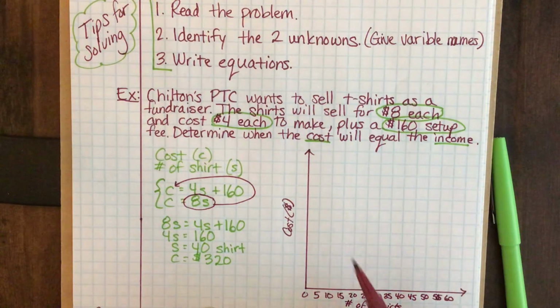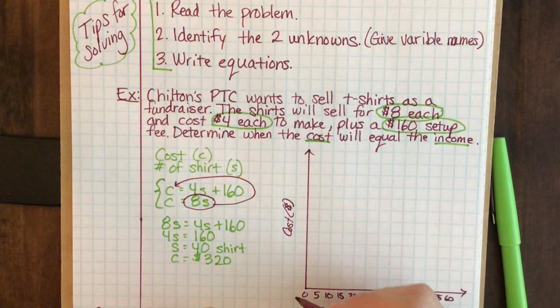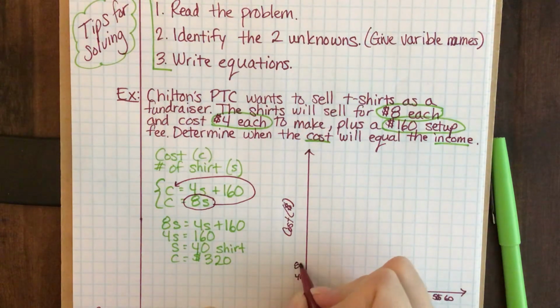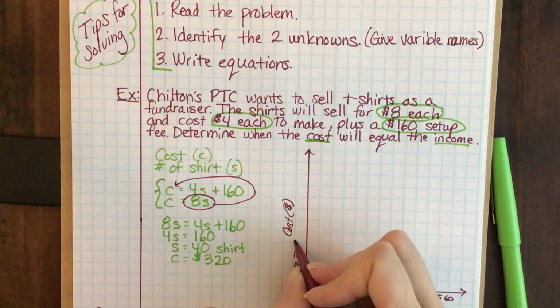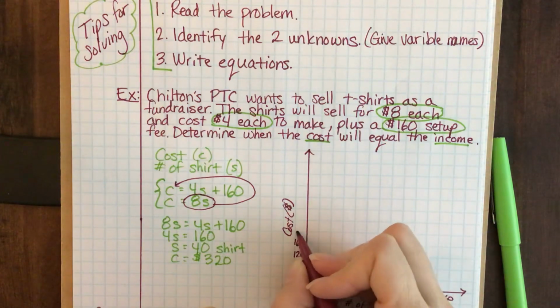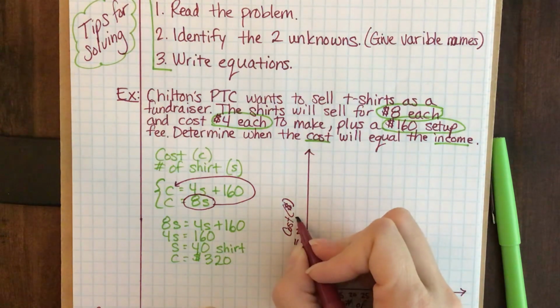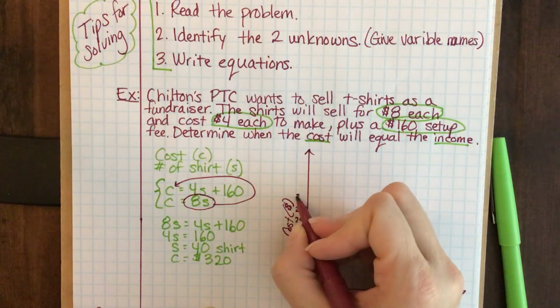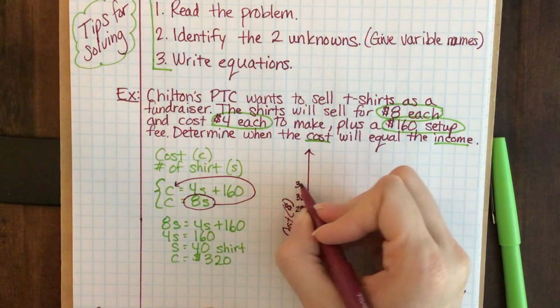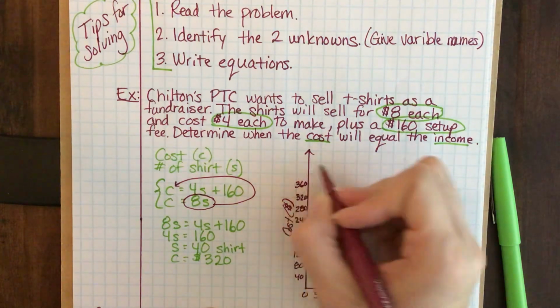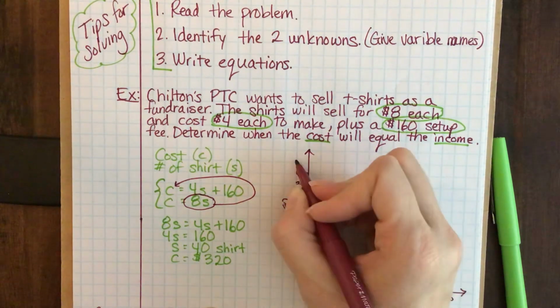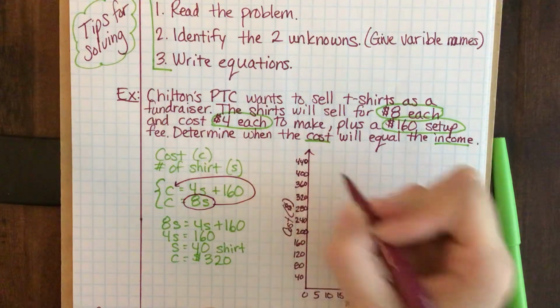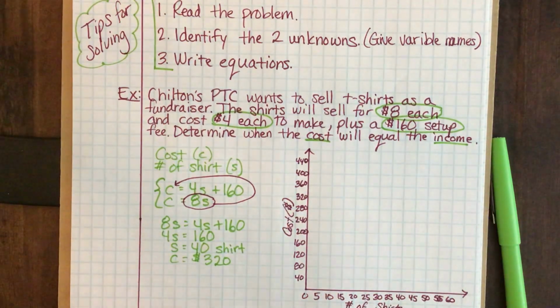And let's go ahead and make the cost. Let's go by 40s here. So 40, 80, 120, 160, 200, 240, 280, 320, 360, and 400, 440. Okay, so here's what we know.